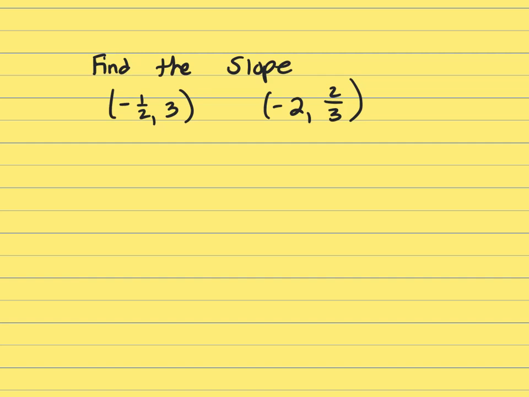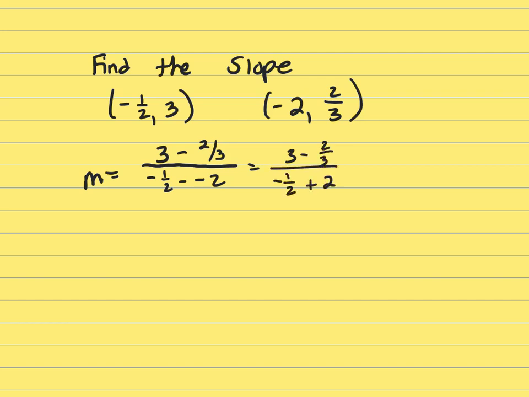It looks like your slope is wrong. The slope is 14/9, and you're entering negative 14 over 15. So let's find the slope. The slope is a difference in your y's. That's going to be 3 minus 2/3 over the difference in your x's, negative 1/2 minus a negative 2. So that's 3 minus 2/3 over negative 1/2 plus 2.